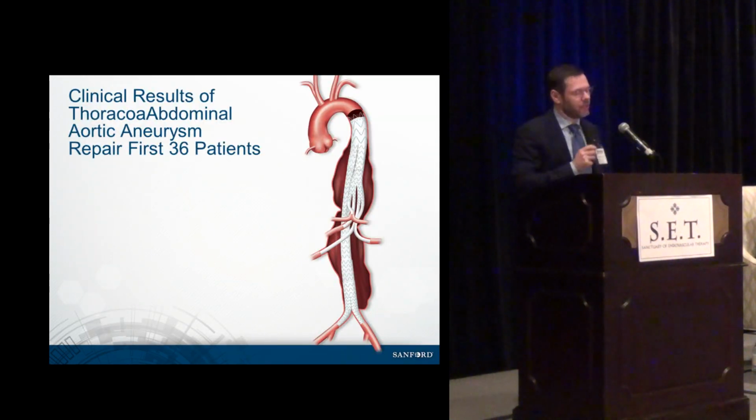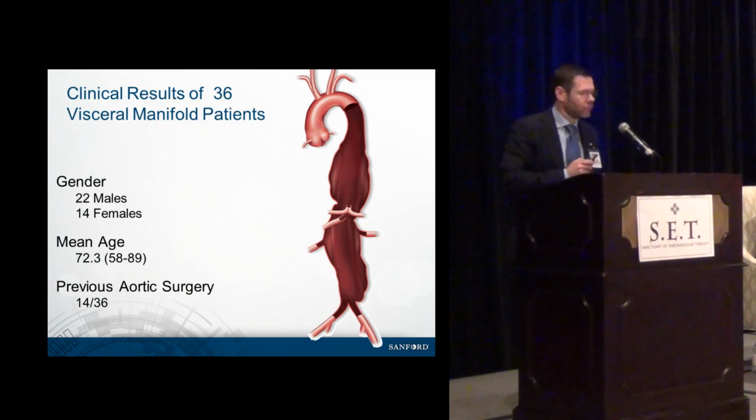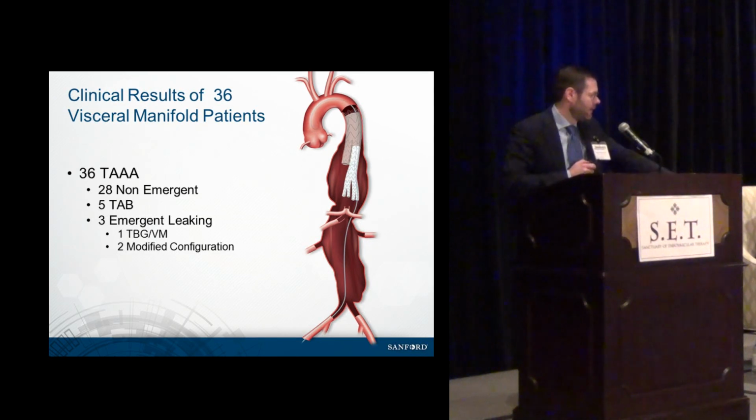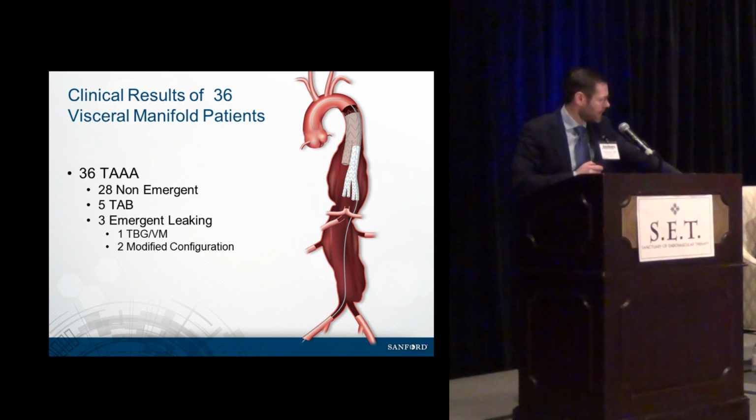So looking at our clinical results, looking just at the Manifold system of the first 36 patients, of those 36 patients, male to female distribution of 22 to 14, mean age of 72, with ages ranging from 58 years old to 89 years old. Most of these people have had some previous aortic repair. Of the 36, 28 of those were non-emergent garden variety thoracoabdominal aneurysms, 5 type B dissections where vessels came off both true lumen and false lumen, and then we treated 3 emergent leaking thoracoabdominal aneurysms.